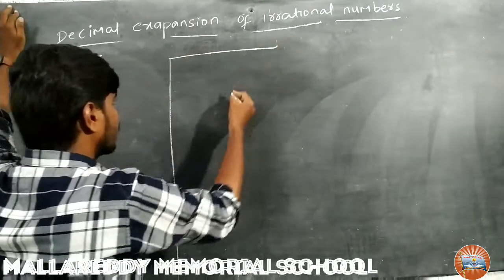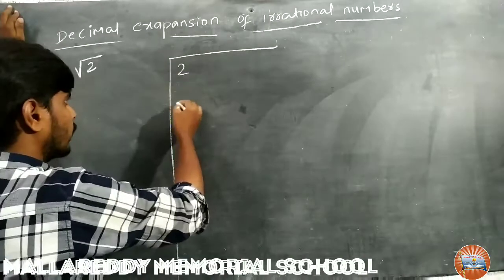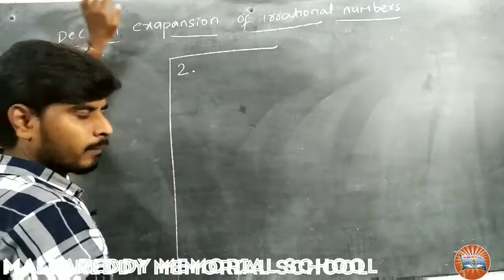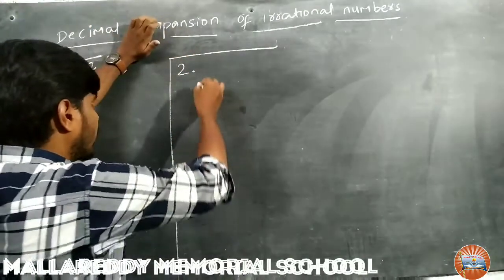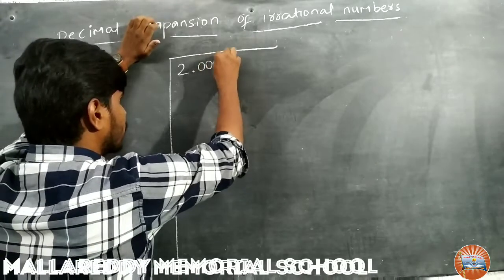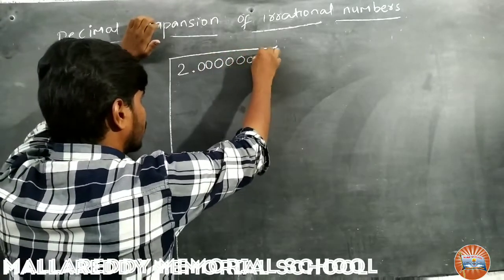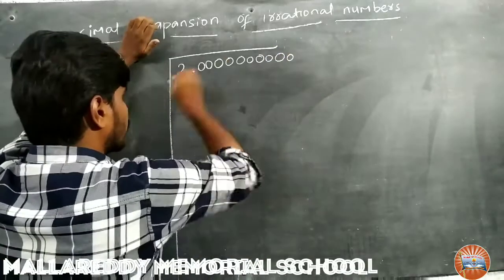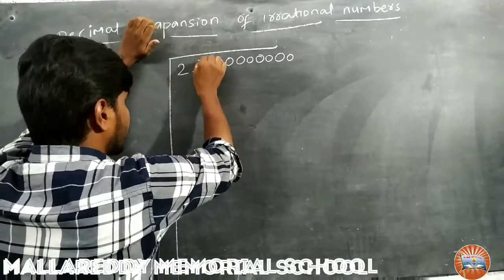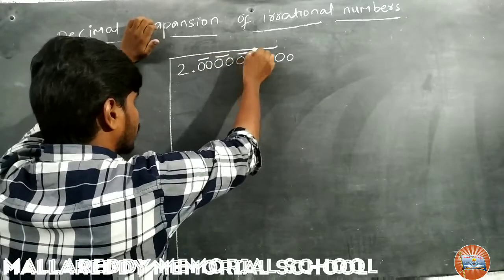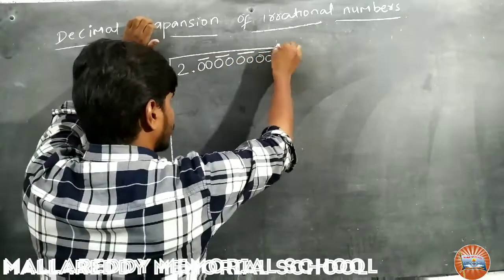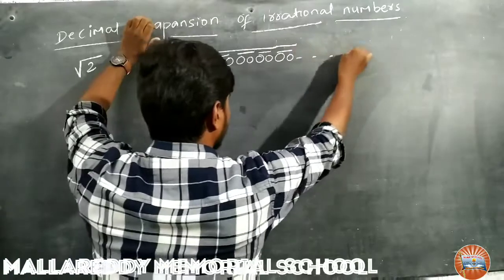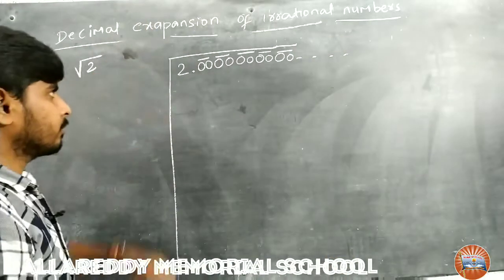Take 2 here. After 2 I am taking a decimal point. After the decimal point I am writing zeros. There is no value for the zeros after the decimal point. Make them as pairs like this, so take a bar on each pair of zeros, and so on.